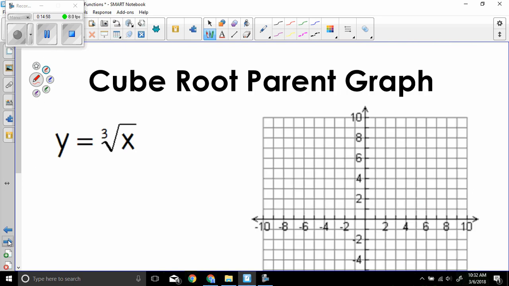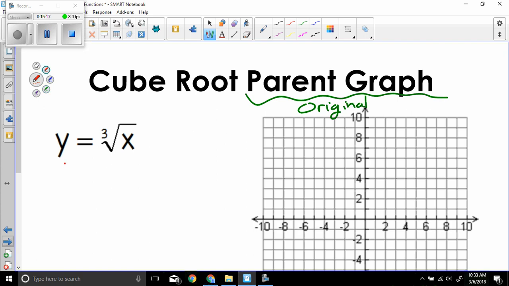Now I move on to cube roots though. Oh, I throw your curveball. Now I'm going to do cube roots. Well, let's think about this. Let's see if we can think our way through this. I want a cube root parent graph. What did I say before? Well, the parent graph, okay, this is like the original. All the other ones are going to come after this one.